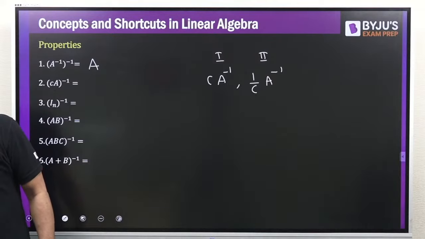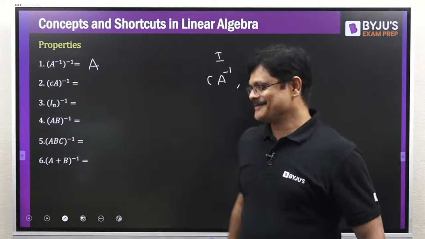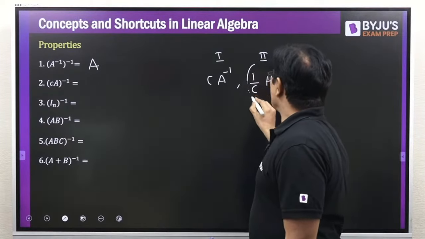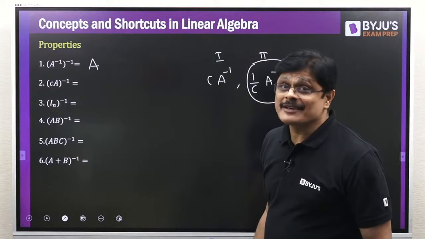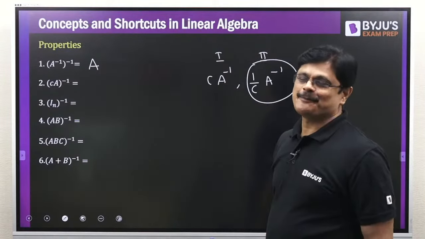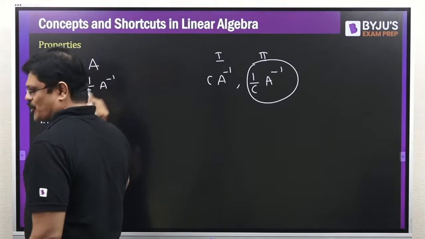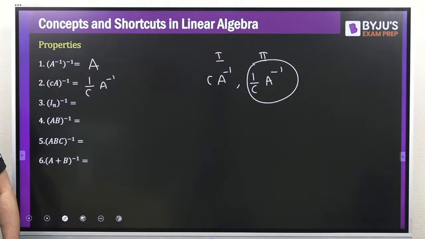C into A inverse. Think about it. It is not C into A inverse, it is 1 by C into A inverse. Please remember that. It is 1 by C into A inverse. Good, well tried. Yeah, Lakshman Dutt. C multiplied by A inverse.